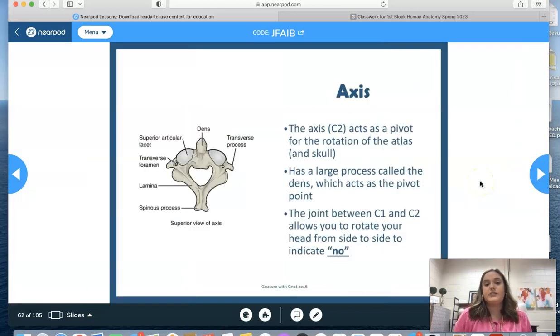The axis, which is C2, acts as a pivot for the rotation of the atlas. So pretty much C1 lays right on top of C2, and it has a large process called the dens, which is right here, which acts as the pivot point. So that dens fits perfectly like a puzzle piece right into the atlas. The joint between C1 and C2, and if you remember the definition of a joint, it is where 2 bones meet, allows you to rotate your head from side to side, which indicates no.